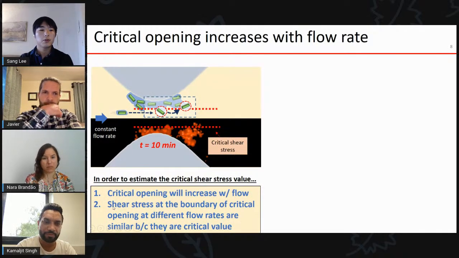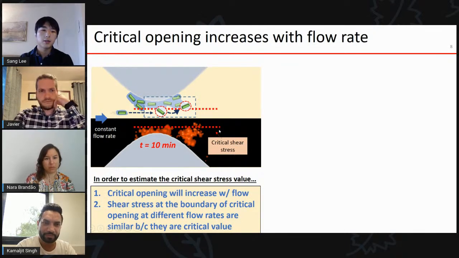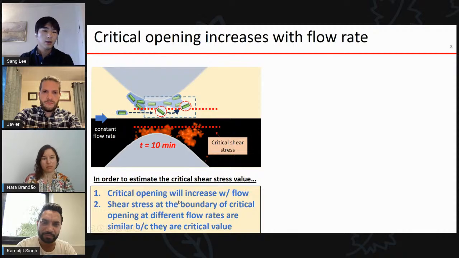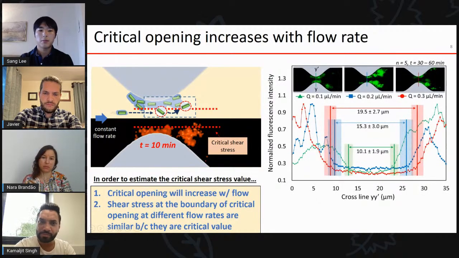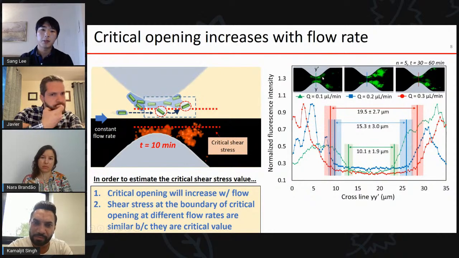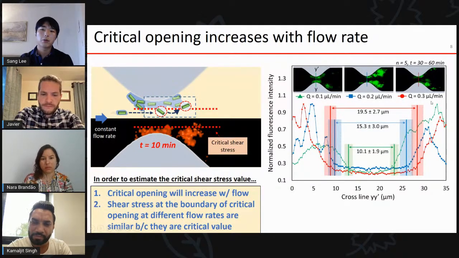And the second hypothesis is that the shear stress that takes place along this line at different flow rates will have a similar value because they are all the critical shear stress value. To test the first hypothesis, we performed the same experiment, but changing the flow rate from 0.1 to 0.3 microliter per minute. And this is the result.